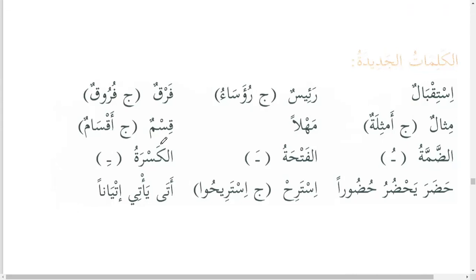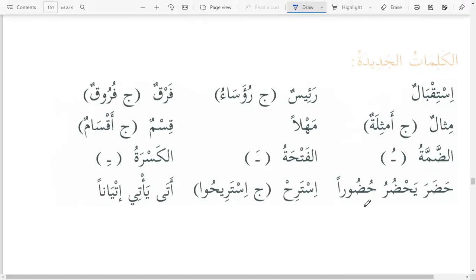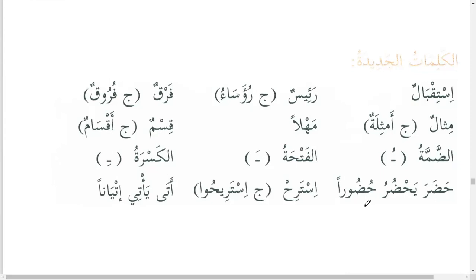Ad-dammatu, wal-fathatu, wal-kasratu. So these are basically the vowel signs. Dhamma is like this, fatha is one stroke, and kasra is a stroke under the letter. And then we have hadara, yahduru, huduran, to attend. Istarih is fail al-amr, relax, from the tenth form of the weak-letter verb. Istarih, you relax, and istarihu, you all relax.